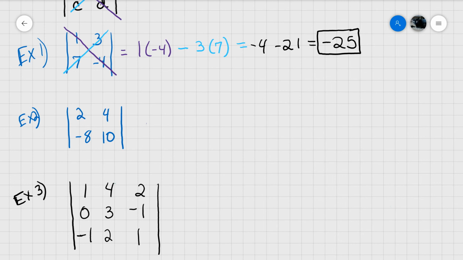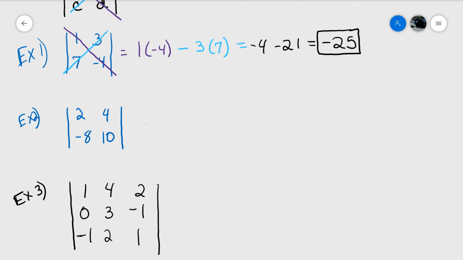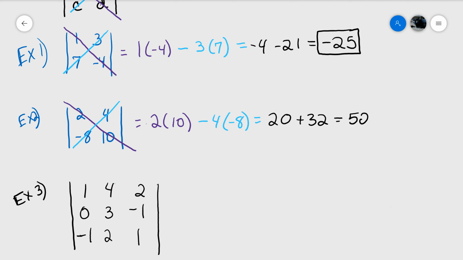So that is our determinant value, and that's all we're interested in right now. I would pause the video for a second and try the next one, and then restart the video and I will do it out for you. Right, so I'm going to do 2 times the 10, and then subtract as I reverse direction, and I get 20. My negative times negative is positive, so plus 32, and I get 52.